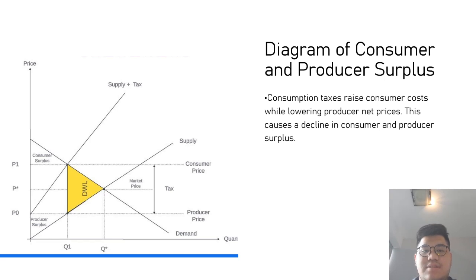This reduces consumer surplus and producer surplus, as is represented by the shrinking areas of the triangles. Additionally, we observe deadweight loss, which is the loss of economic efficiency due to the tax. It's represented by the shaded area between the new supply curve and demand curve extending to the original equilibrium quantity.